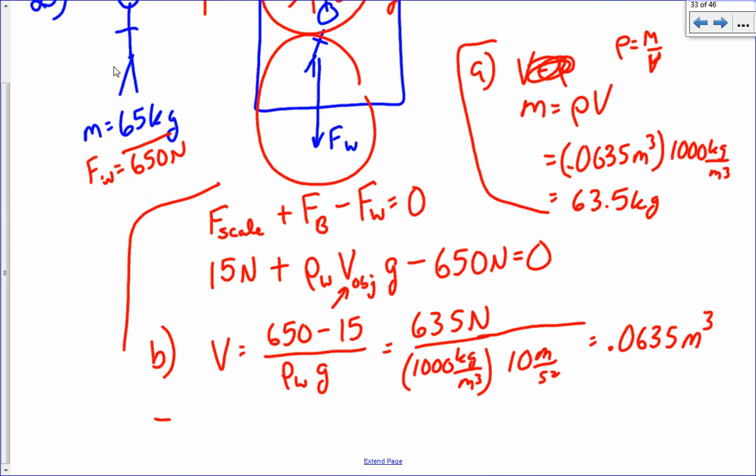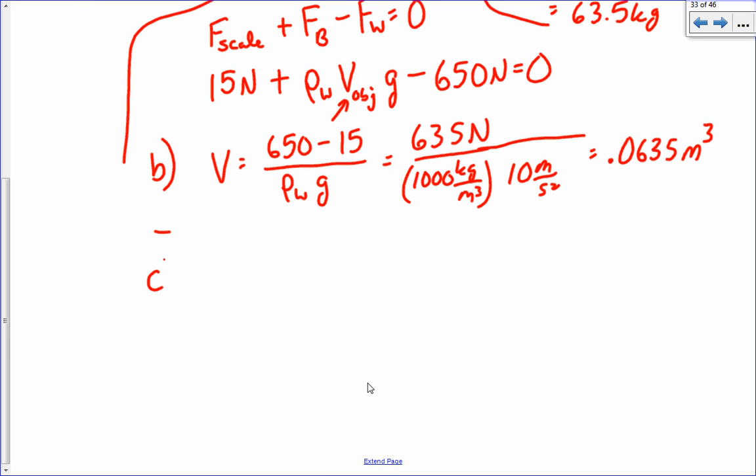Okay, I need to calculate his density. So to calculate his density is just his mass over his volume. That's 65 kilograms over his volume, which is 0.0635 cubic meters.